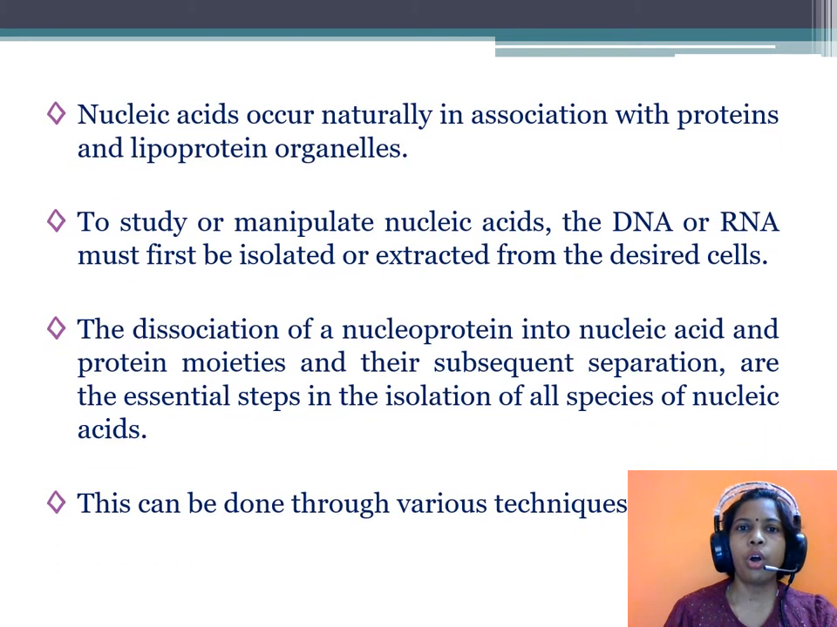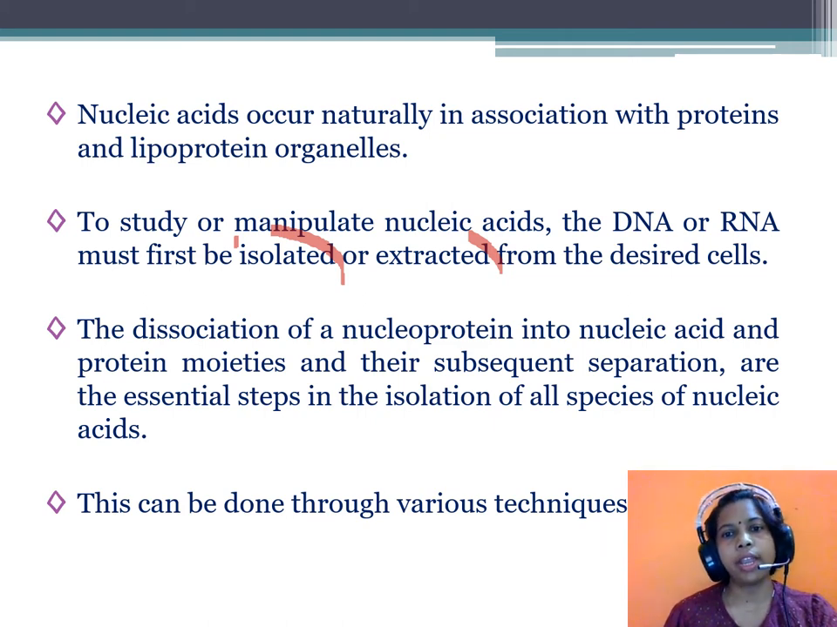Nucleic acids occur naturally in association with proteins and lipoprotein organelles. To study or manipulate nucleic acids, the DNA or RNA must first be isolated or extracted from the desired cells. So what is required for manipulation and to study nucleic acid? It is required to isolate or extract nucleic acid from the desired cells.